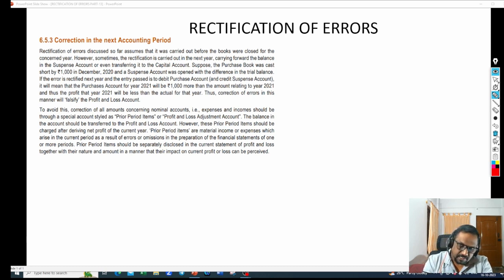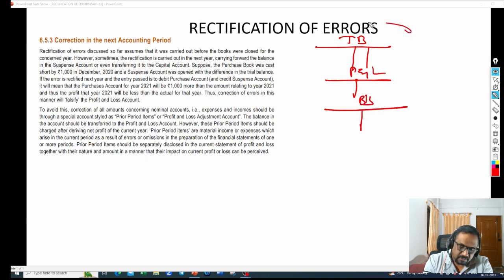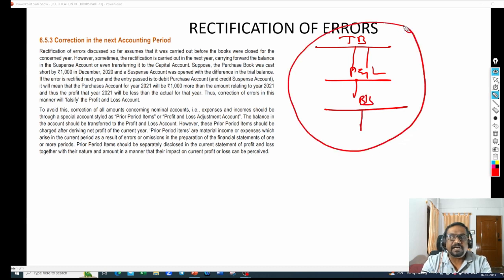Most importantly, let us say you already prepared the trial balance. Trial balance is done. Profit and loss account is also prepared. Balance sheet is also prepared. So all financial statements are completed. But still there are some errors. So those errors would have been there in trial balance, because if the errors are there in previous year, how would trial balance have been tallied? Question yourself.